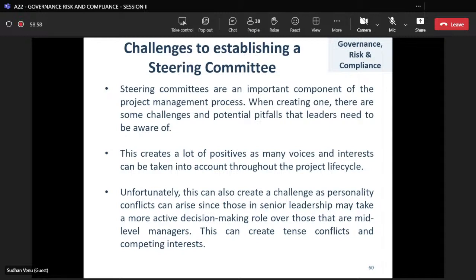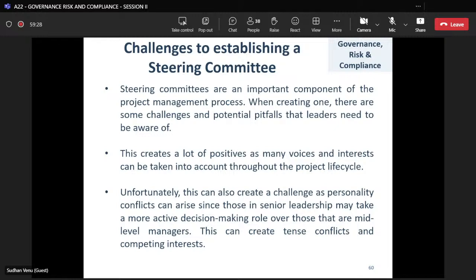If you are making the steering committee, we have some challenges in establishing it, which we are going to see in the upcoming slides. The steering committee is an important one in the project management process, for challenging the potential pitfalls, and leaders need to be aware of that.